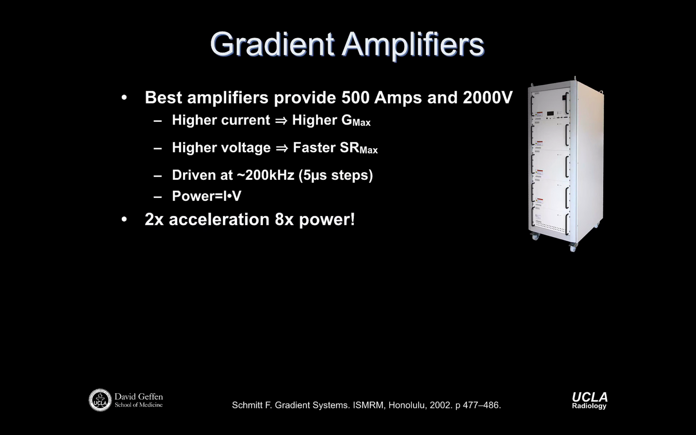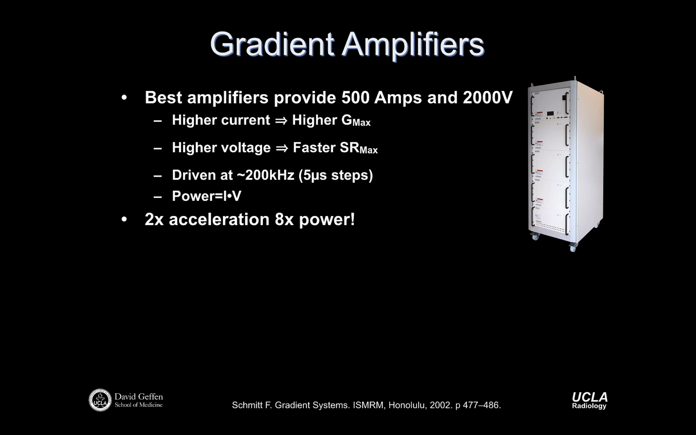We talked a lot about what the gradients are. We talked some about how they're sort of designed. We haven't talked too much about the limits, so we'll talk about the limits of their design, and we'll talk about some safety, and then we're done for the day. So the amplifiers that drive these things are pretty impressive. They can generate about 500 amps and about 2,000 volts per axis, right? So you've got an amplifier on X, Y, and Z, separate amplifiers.